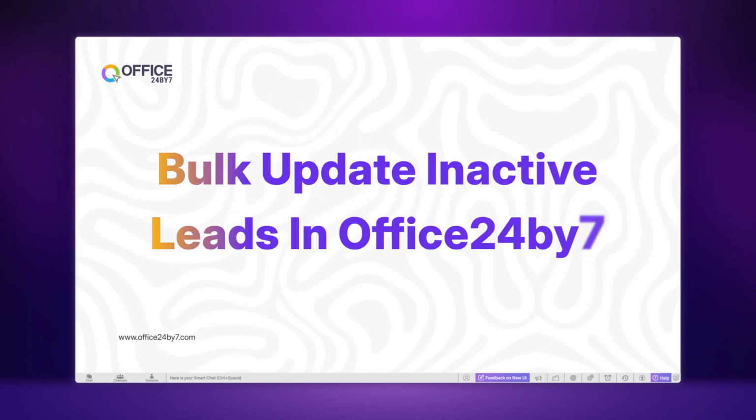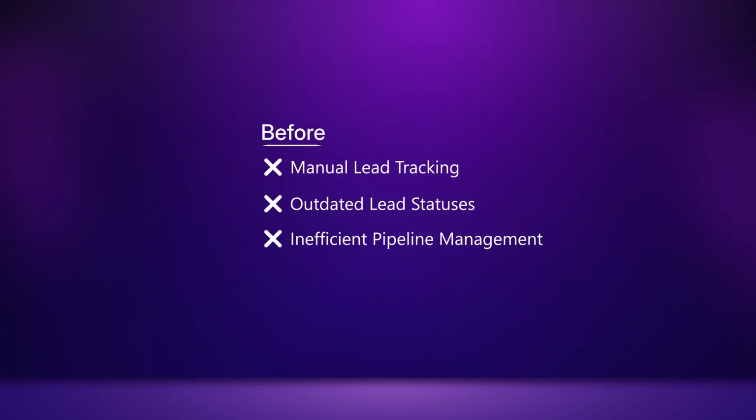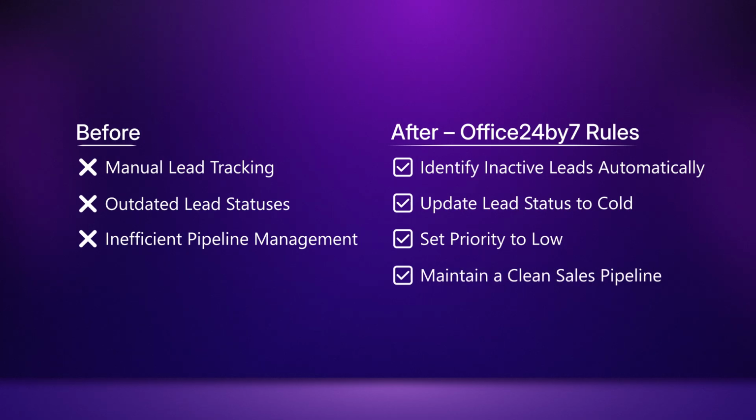In this video, we'll learn how to create a rule to bulk update inactive leads and mark them as cold leads. Managing inactive leads manually can be time-consuming, and it often creates an unorganized sales pipeline. With rules in Office 24 by 7, you can automatically identify leads that have had no activity for a specific period and update their status to cold without any manual intervention.